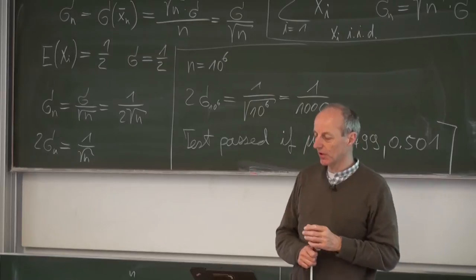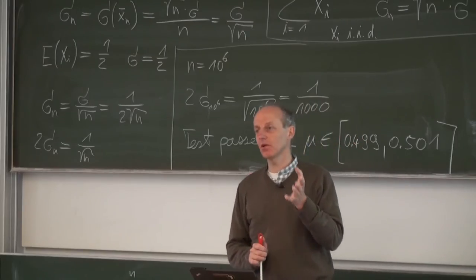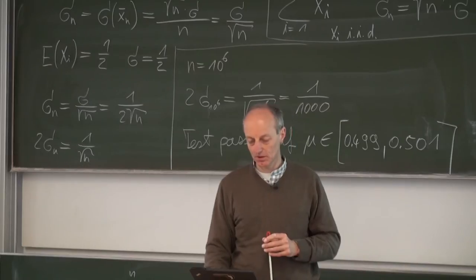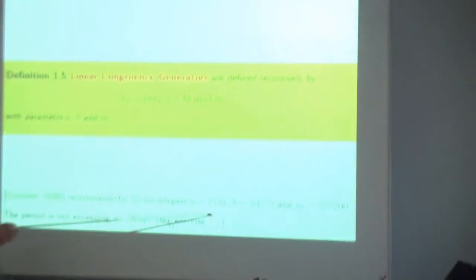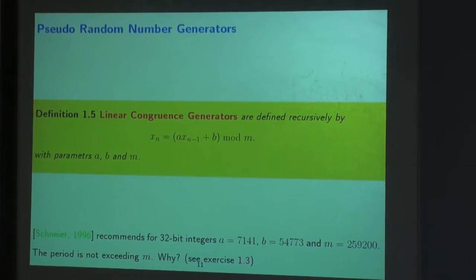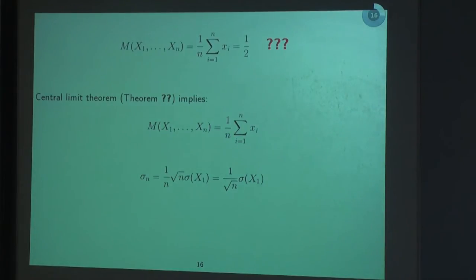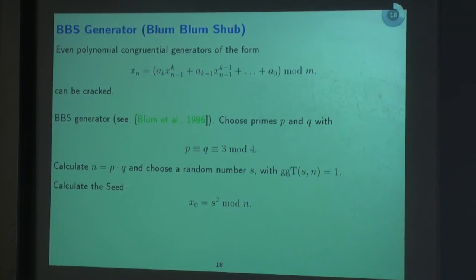We have been talking about pseudo-random number generators, and maybe you have already seen, or you will see, that this linear congruence generator with these recommended parameters is far from being random. It's actually, I would say, extremely non-random. Or maybe very non-random. And now I give you the formulas of one particular pseudo-random number generator which produces much better random numbers.